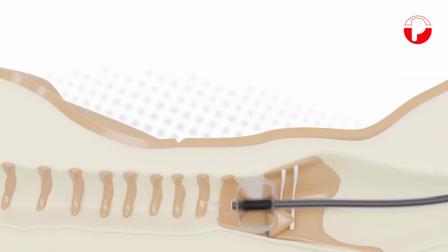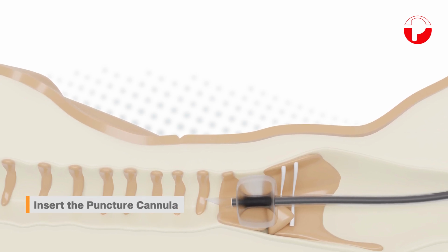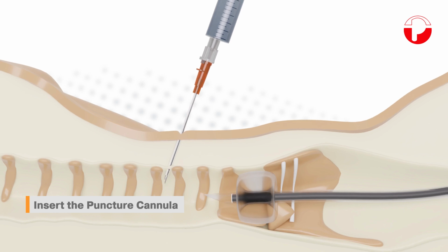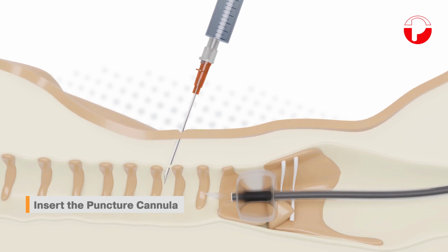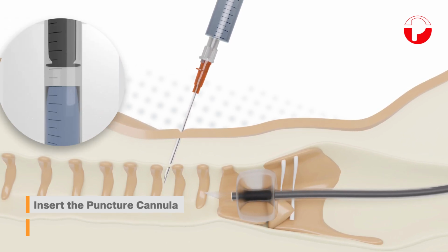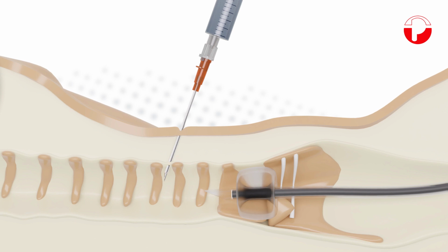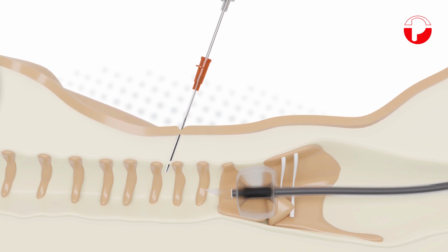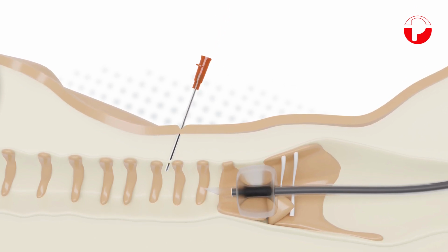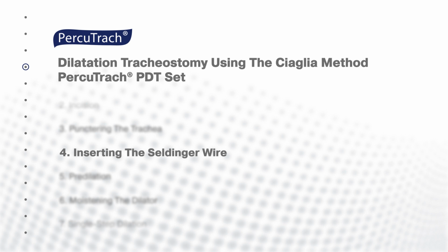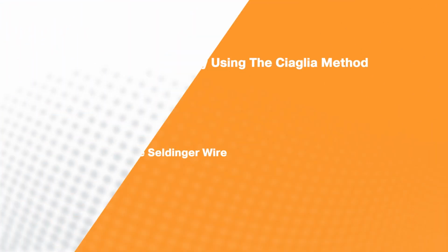Now insert the puncture cannula with the catheter attached into the insertion site. Correct positioning can be checked by aspirating air bubbles using the attached syringe, which is partially filled with saline solution or sterile water. Then slide the puncture cannula out of the catheter and withdraw cannula and syringe, leaving the catheter in place. A kink-resistant Seldinger guide wire is now inserted into the catheter.